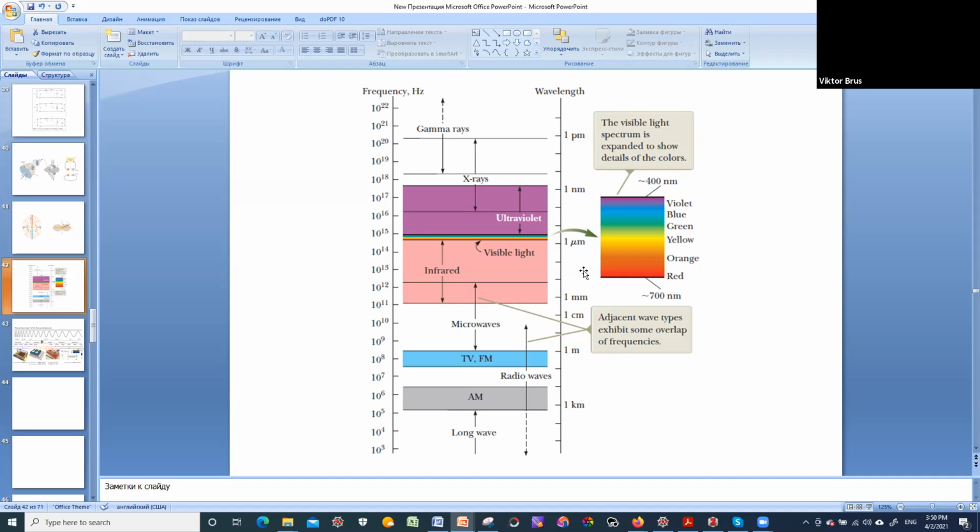but our eye is designed in such a way that it can detect a very narrow spectral range of wavelengths, something between 740 and 400 nanometers. So here it is showing that the visible range is from 700 nanometers, but usually it should be a bit larger. So this is quite a narrow spectral range, but this is where our eye is sensitive and can detect electromagnetic waves.